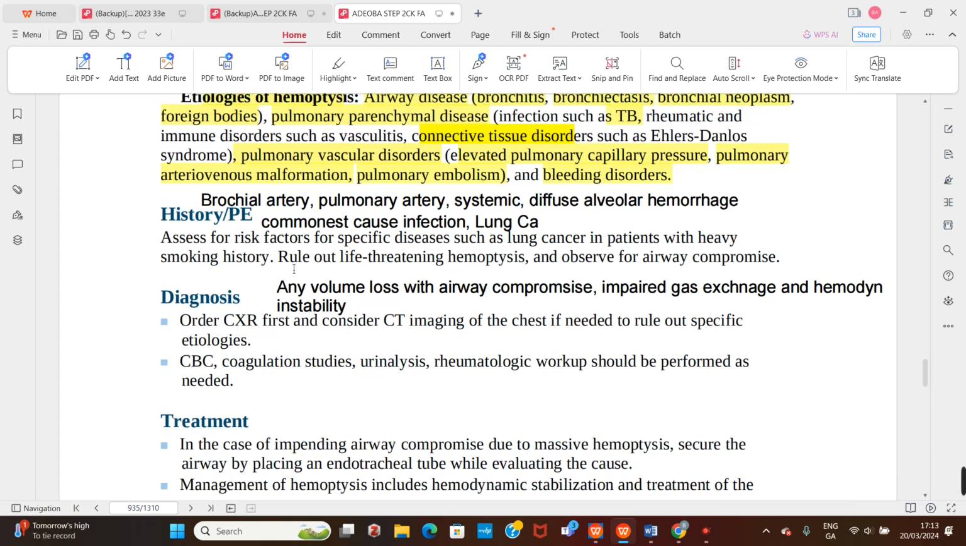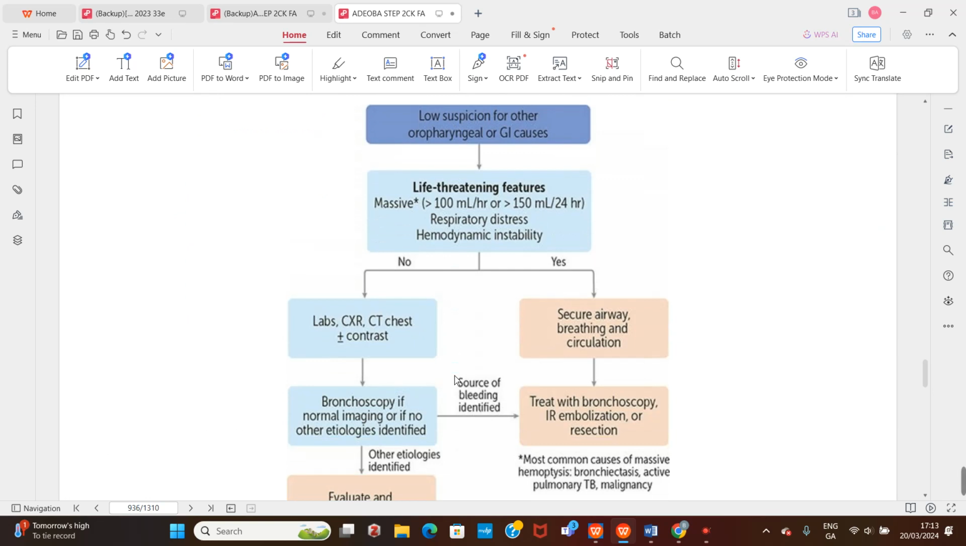So rule out life-threatening hemoptysis by checking the hemodynamic parameters, the blood pressure, the pulse rate. You look at the airways: is the person breathing well, or experiencing difficulty, so that you know what to do next. Any volume loss associated with airway compromise, impaired gaseous exchange, and hemodynamic instability is what we call life-threatening hemoptysis. So let us go to the algorithm before we come back.